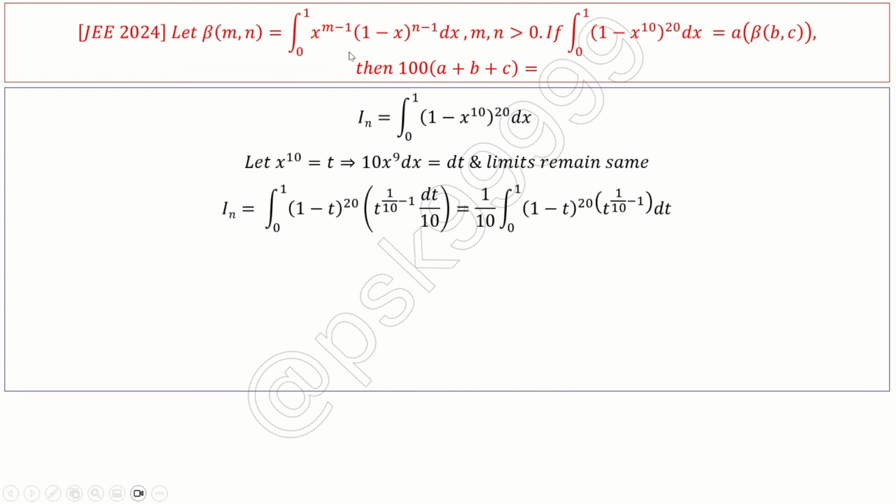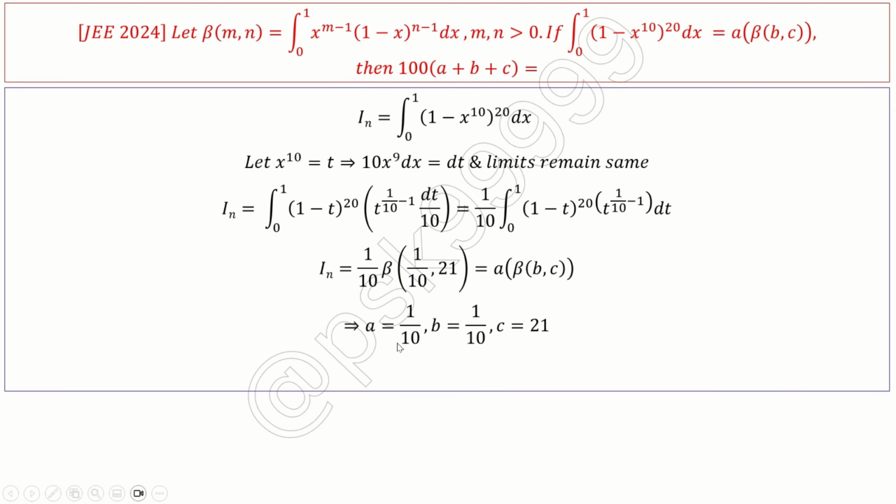Now this is in the same beta form, correct? So now you take the beta. What is the beta of this one? This is nothing but 1 by 10 of beta of 1 by 10 comma 21. That's what I was telling: if you remember the beta function, you can straightaway write these ABC values. This is a times beta of b comma c. So a is 1 by 10, b is 1 by 10, c is 21. So my 100 times a plus b plus c is nothing but 2120. This is the answer. Hope you understand this beta function.